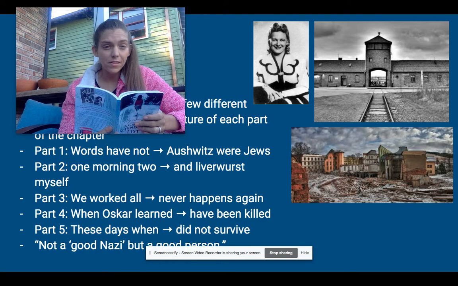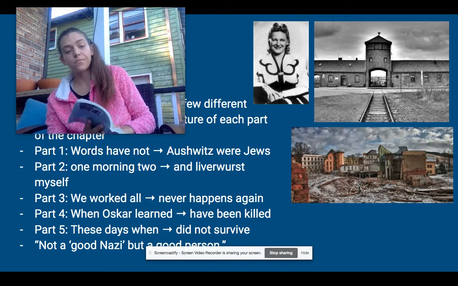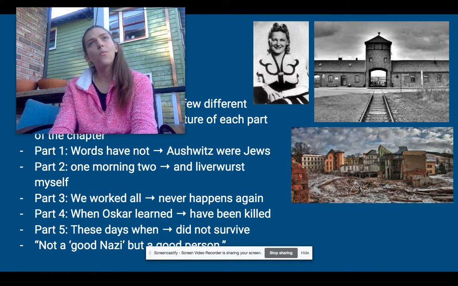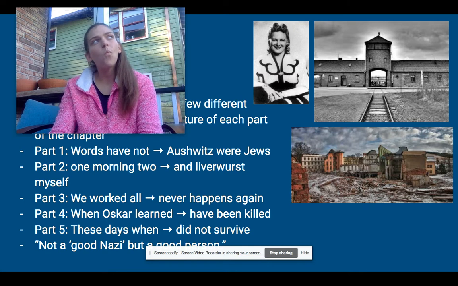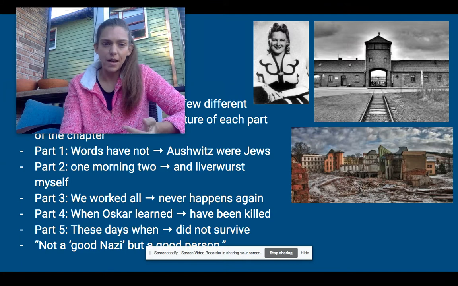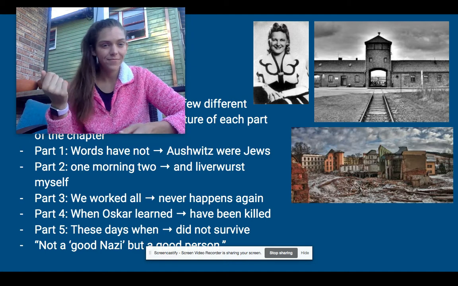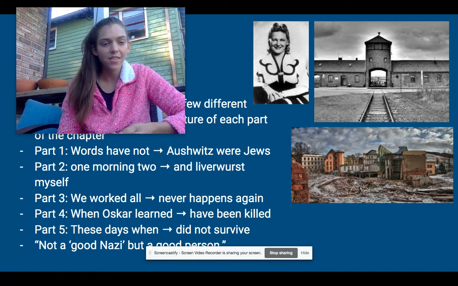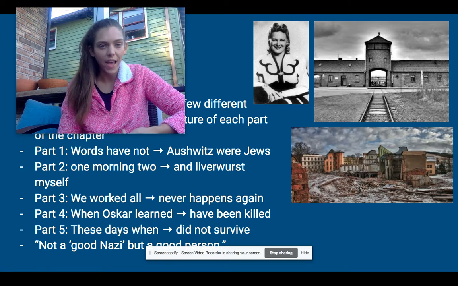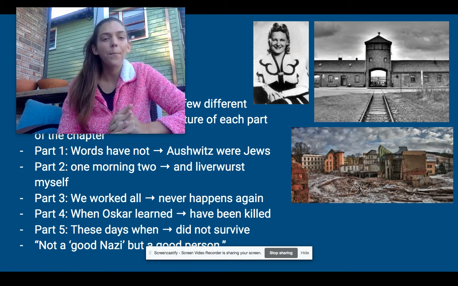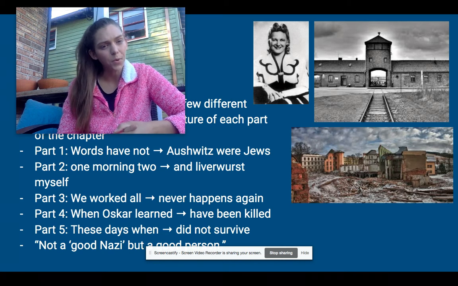Okay, so we have a couple of different structures that were in there that we can pay attention to. But I also want you to think about, what were some of the things that Oscar and Emily did to help protect the Jews who worked for them, and why do you think that they did it? And then I want you to think about that quote that we're focusing on today. Not a good Nazi, but a good person. Why is that important? And why do you think the author told that to us?